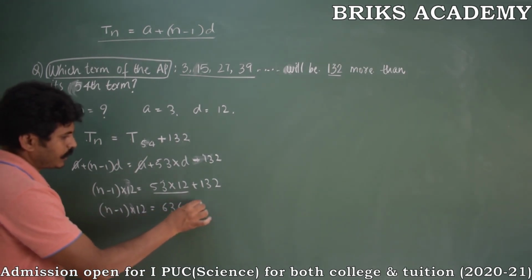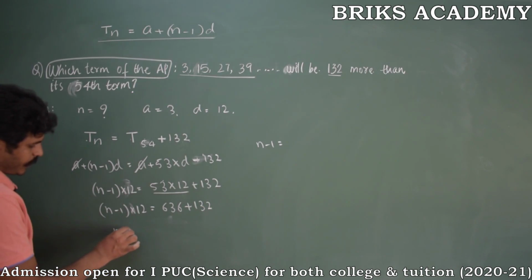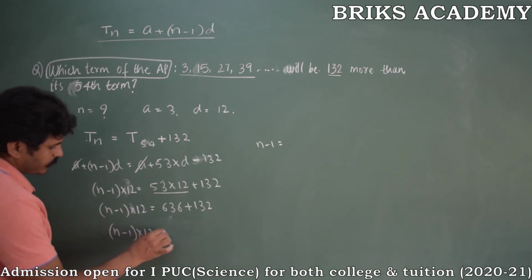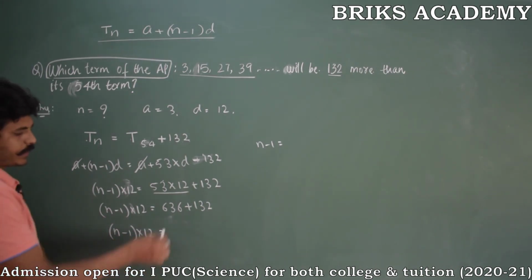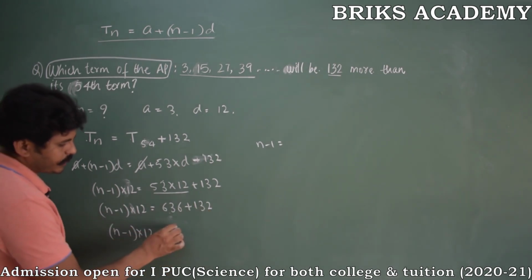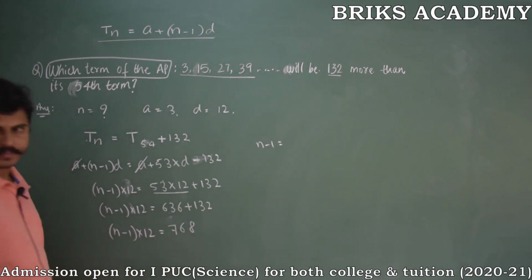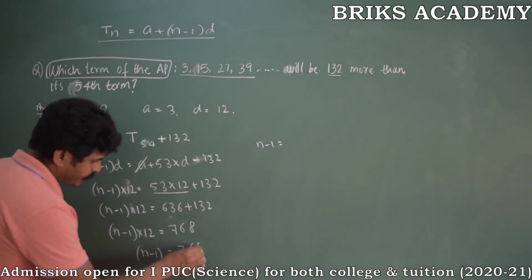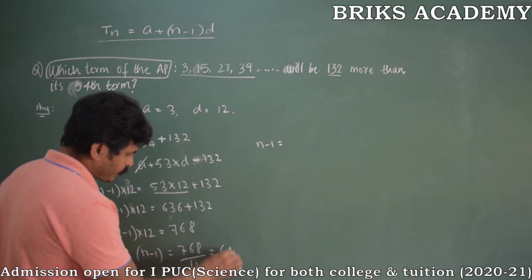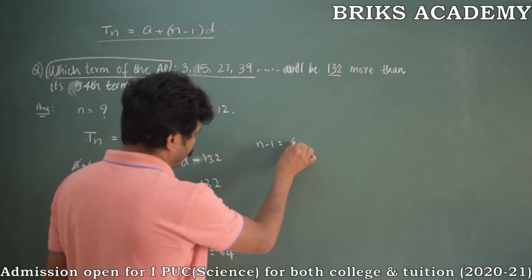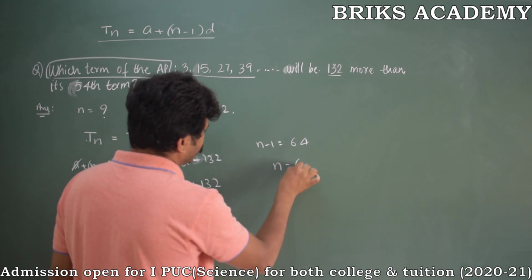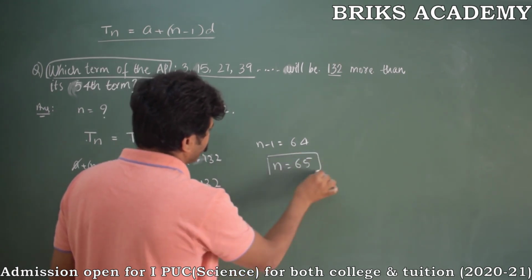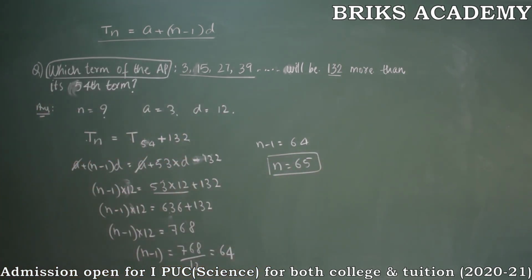636 plus 132. This is n minus 1 into 12 is equal to 636 plus 132. It is 768. That is n minus 1 is equal to 768 divided by 12, which is 64. So n minus 1 equals 64, or n equals 65. That is, the 65th term is 132 more than its 54th term.